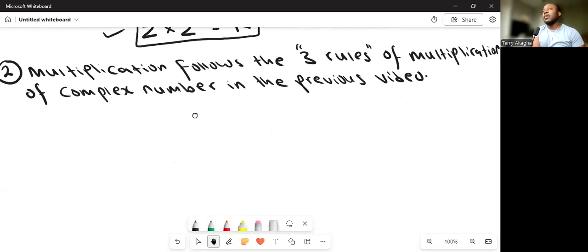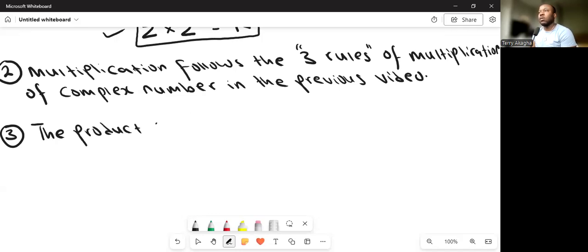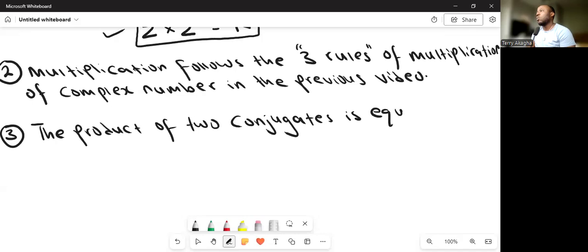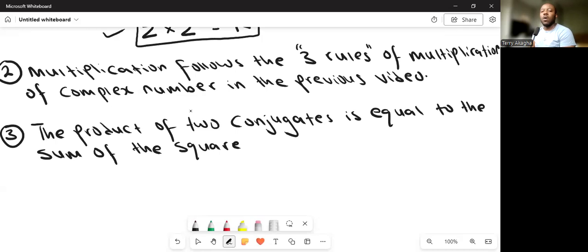Another thing to keep in mind is number 3: the product of 2 conjugates, which we know is always real, is equal to the sum of the squares of the real and imaginary parts.